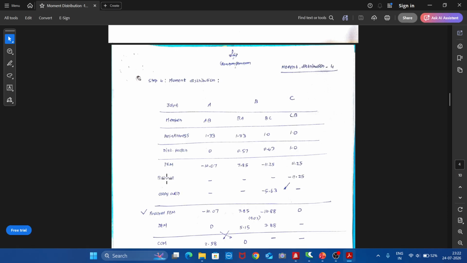So first balance that moment. So balance this moment by applying minus 11.25. In case we get minus 11.25 here, then it should balance by plus 11.25 here. So this is the balance, next step. Then carry over.